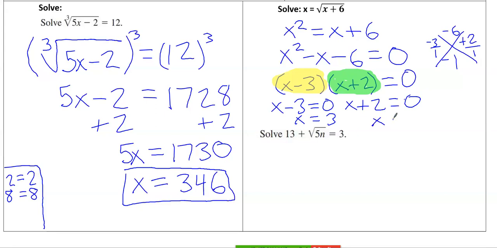Well, that's different. We haven't gotten 2 solutions before. So let's check for extraneous solutions because we did end up squaring both sides at the beginning. If I substitute 3 in here, 3 is equal to the square root of 3 plus 6. Well, 3 plus 6 is 9. Square root of 9 is 3. We still haven't gotten one extraneous solution.